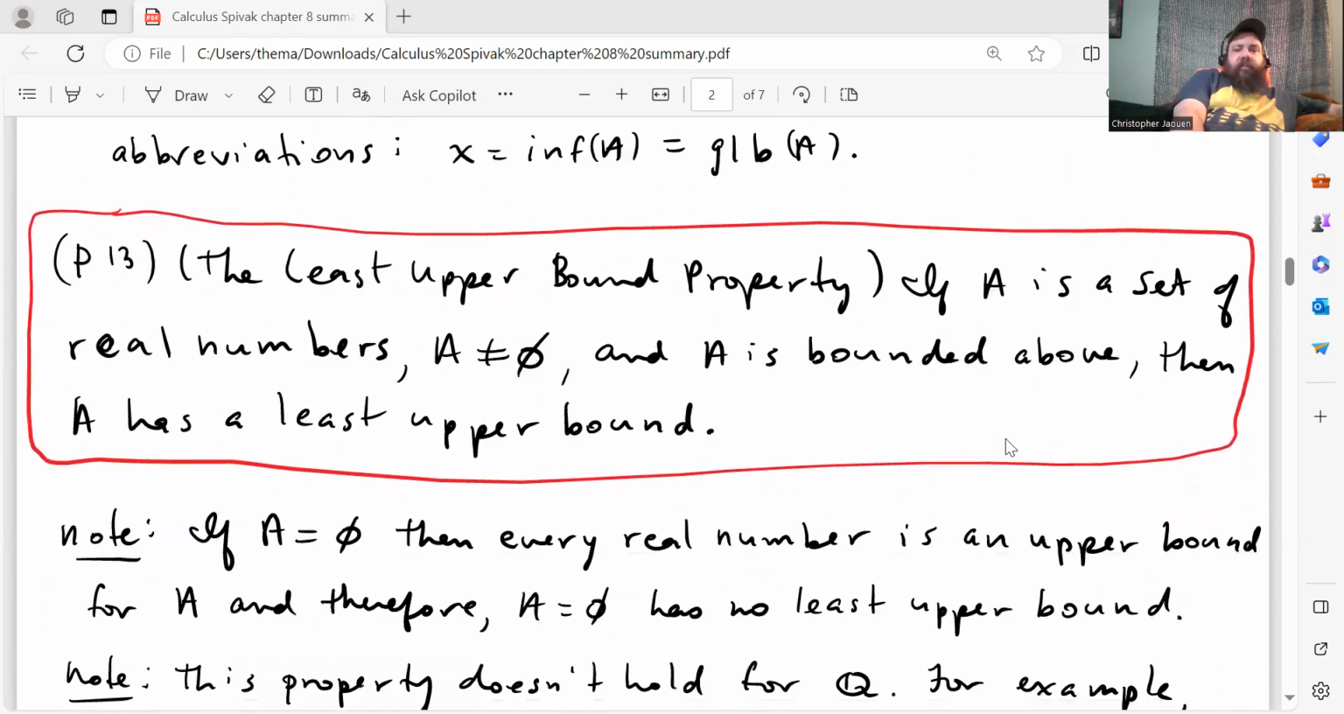Okay, and then here's our final axiom that we need for the real numbers. This is called the least upper bound property. If A is a set of real numbers, A is not the empty set, and A is bounded above, then A has a least upper bound. So this is an important property that the real numbers possess.